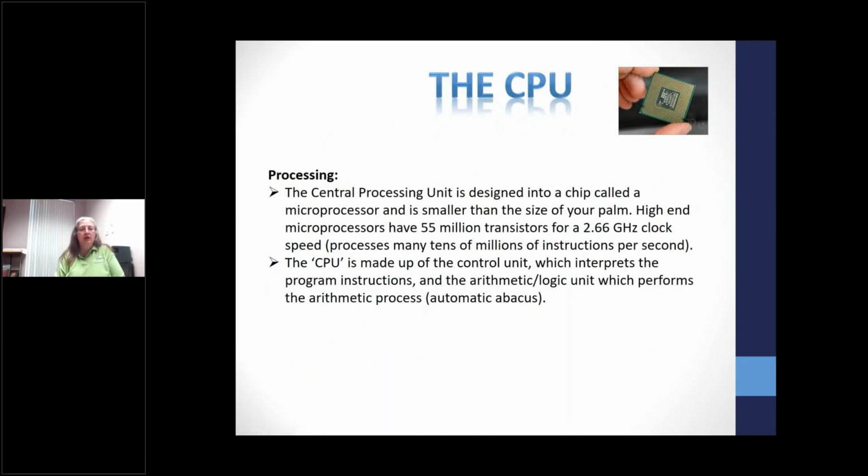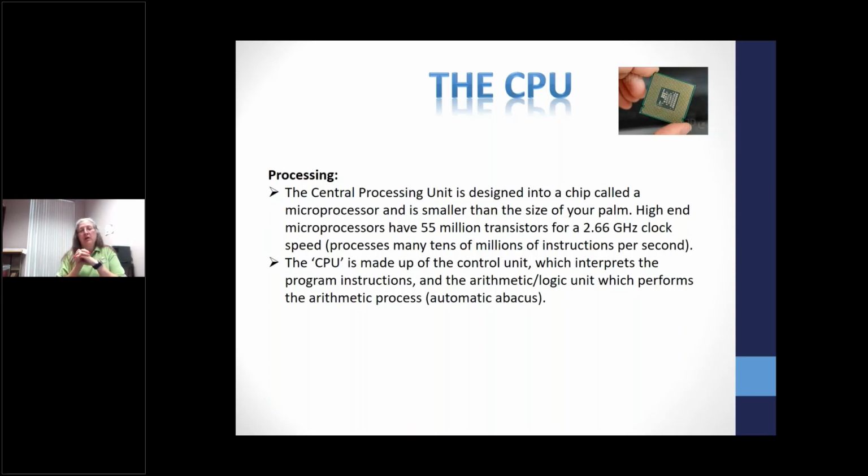So processing. The central processing unit is designed into a chip called a microprocessor and is smaller than the size of the palm of your hand. So it's smaller than right here. Okay. Most of the high-end microprocessors, and this is probably even out of date here, will store 55 million transistors with a 2.66 gigahertz clock speed, or processes many tens of millions of instructions per second. And there are a lot of computers that are much faster than that now.